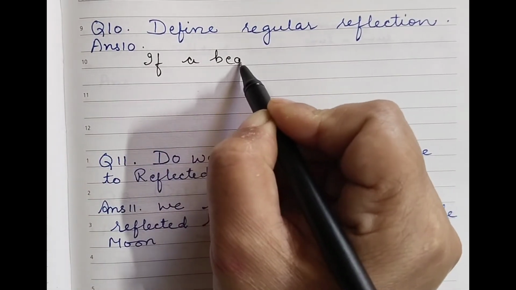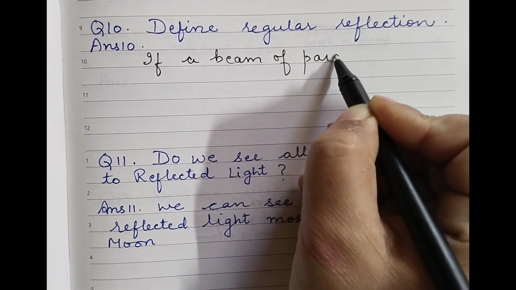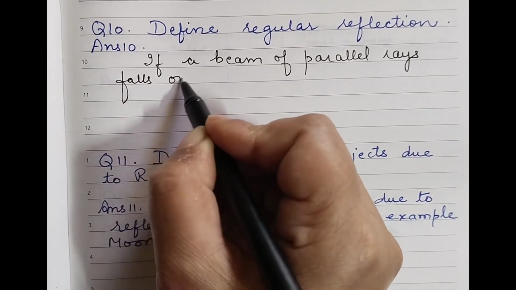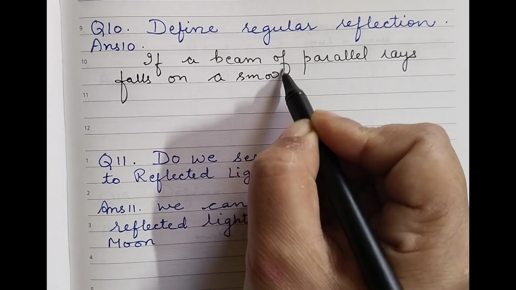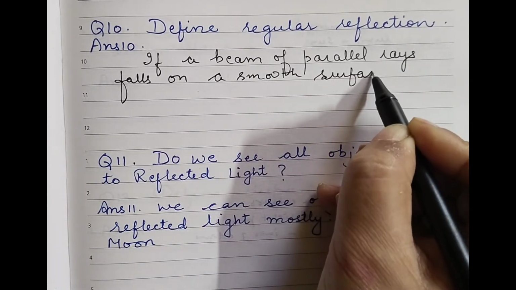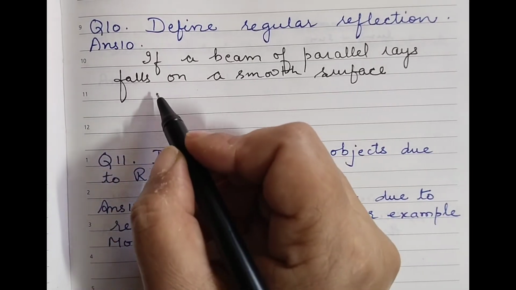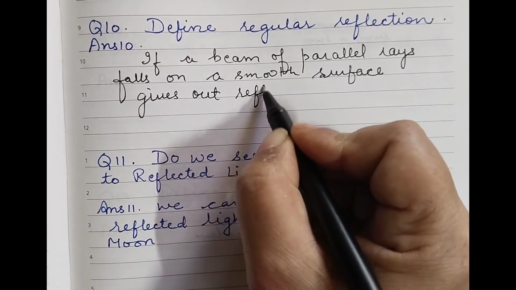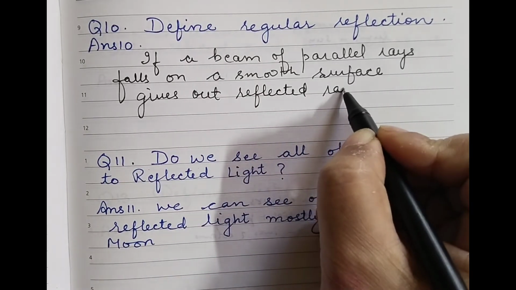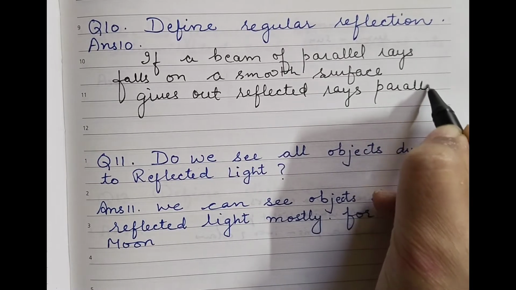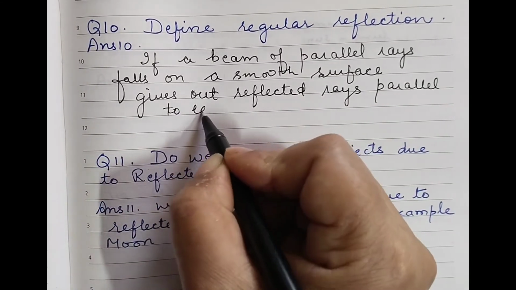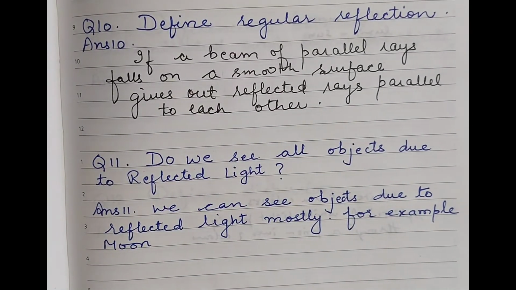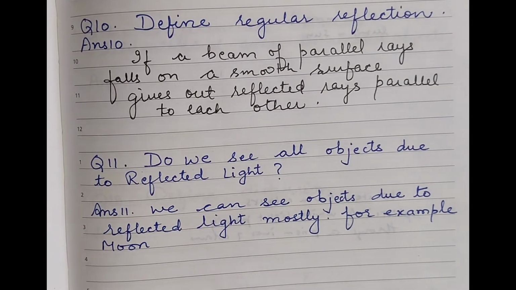If a beam of parallel rays falls on a smooth surface, it gives out reflected rays parallel to each other, and such type of reflection is known as regular reflection.